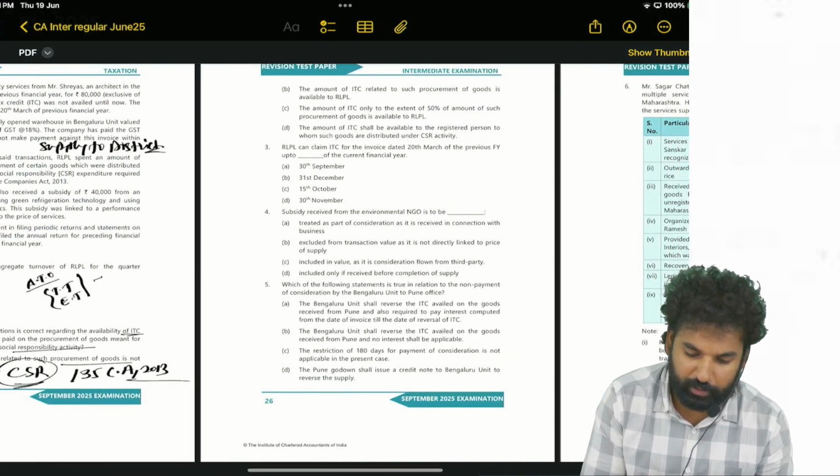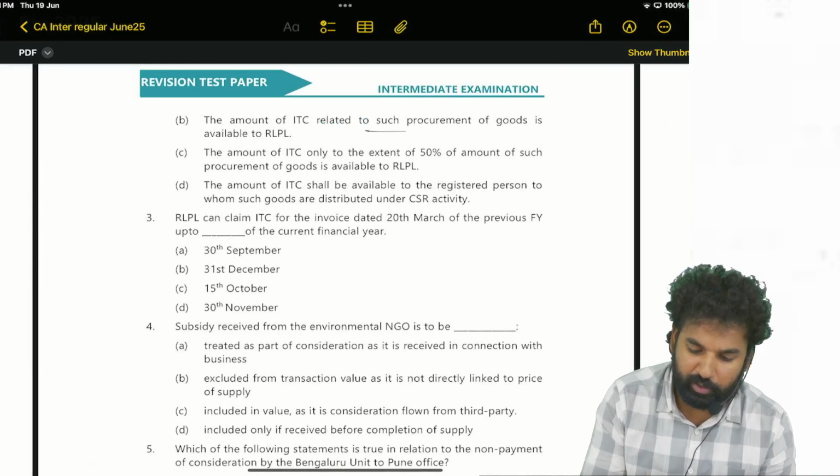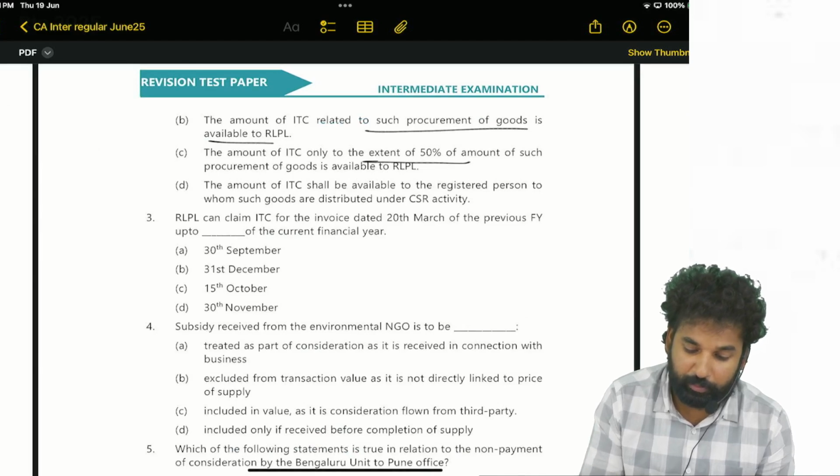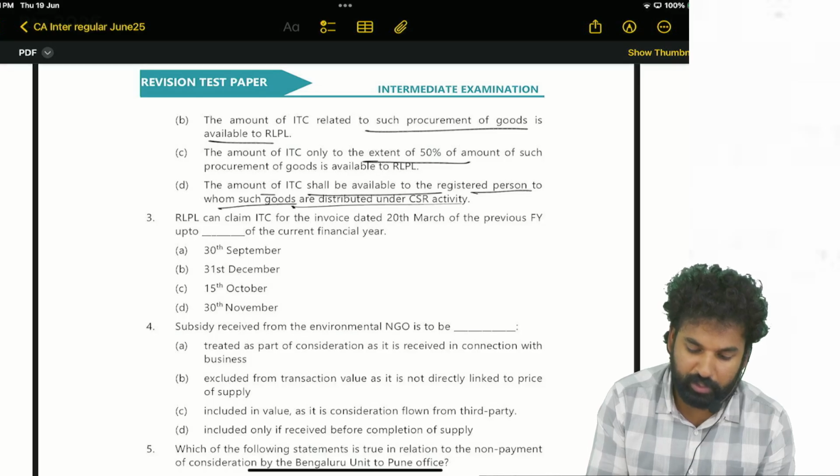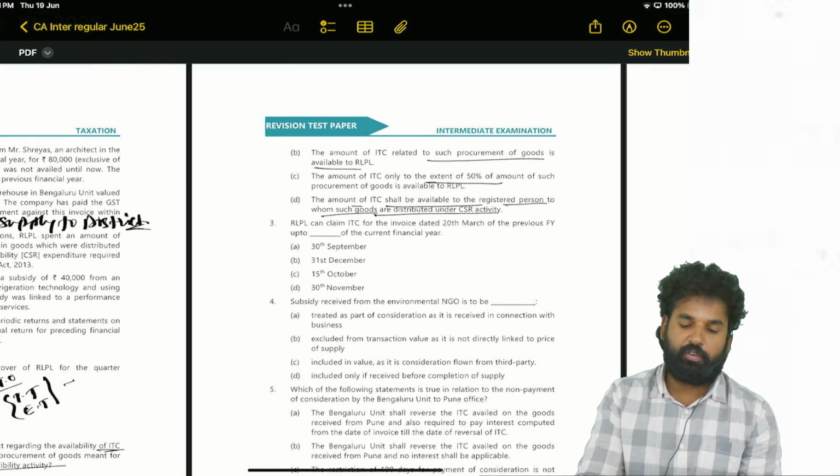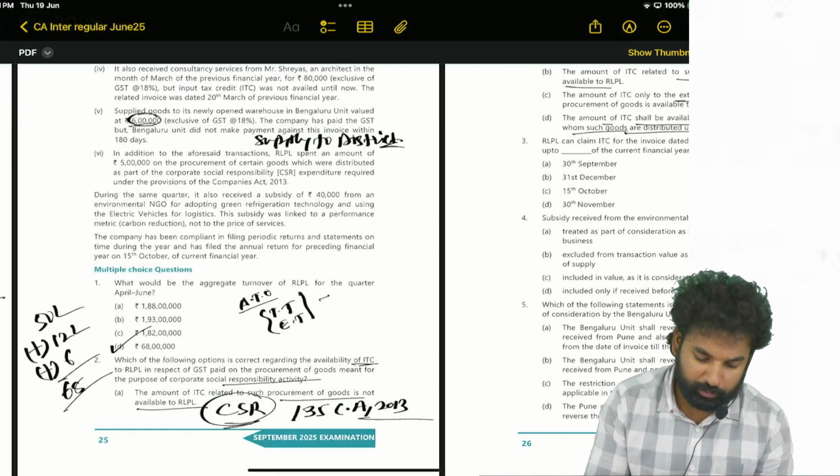Okay, this is option A. Next, amount of ITC relating to such procurement of goods is available to the extent of 50%. ITC shall be available to registered person to whom goods are distributed under CSR activity. What is correct? A is correct.